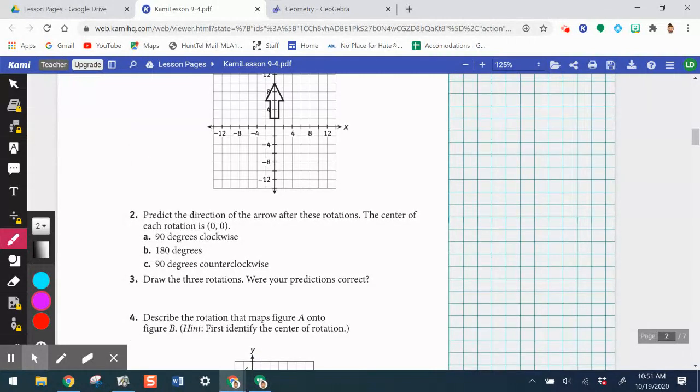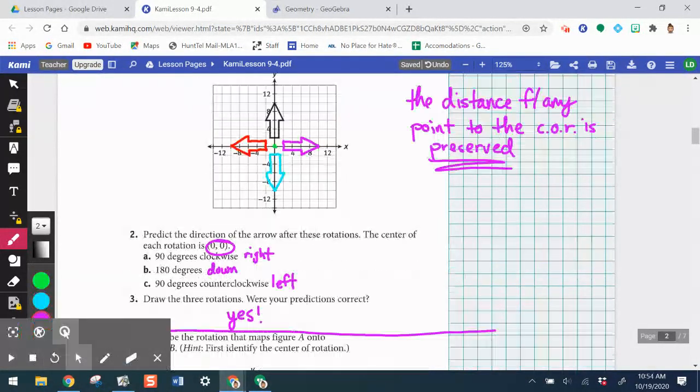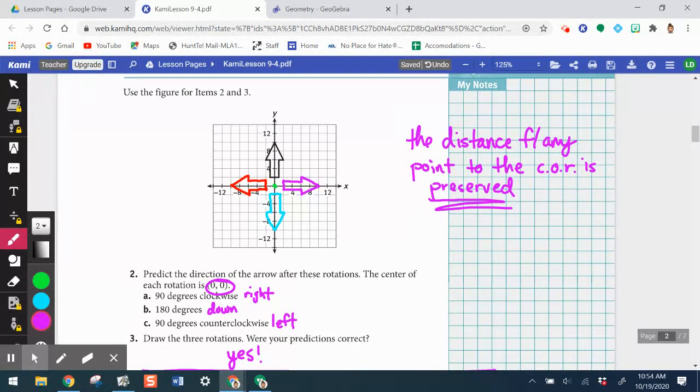So if you would, take a second and draw a line below 3 right above 4 and complete items 2 and 3 before continuing with the video. So hopefully you took a second to predict the direction of the arrow after these rotations. The center of each rotation is 0, 0. That's important. I actually highlighted that here with the green.